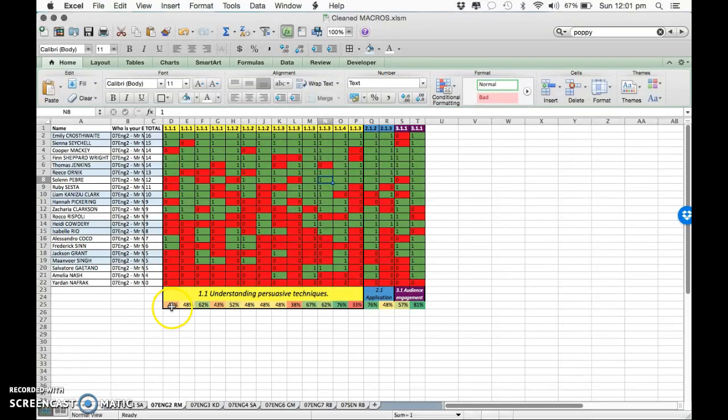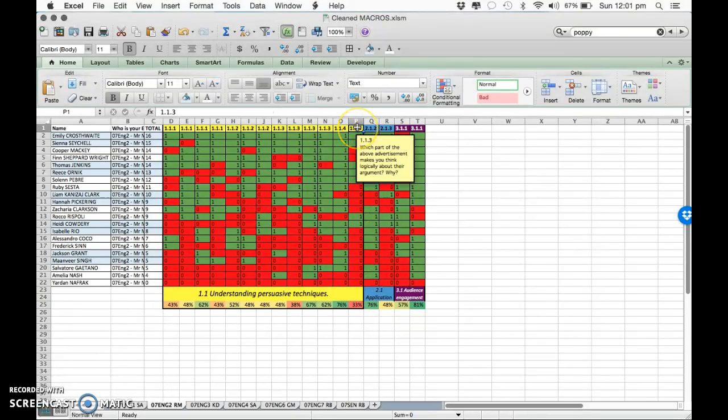You'll notice then down the bottom as well that there's some more percentages, and what this percentage is doing is it's basically counting up all the kids who got this question right, and then dividing it by the number of kids in the class. So 43% of the kids in the class could identify persuasive techniques from a list. And that way you can start to see, well, in my class, this one here and this one here are the ones that I need to work on first.